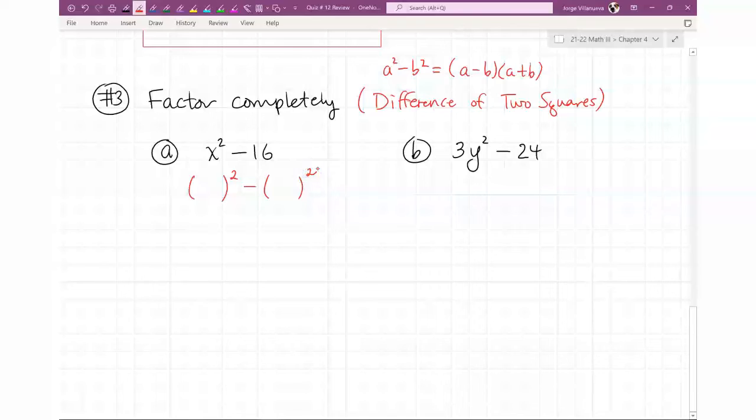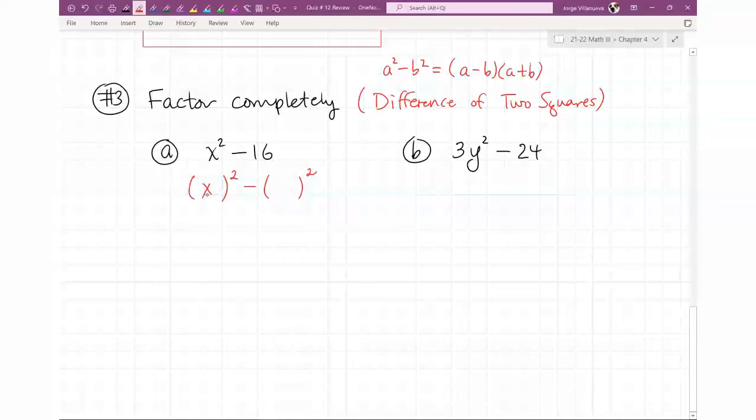Okay? And you're supposed to ask yourself the following question. For the first parenthesis on the left, what squared is x squared? That's usually the easier one. What squared gives you x squared? X, right? So there you go. That one's not supposed to be hard.